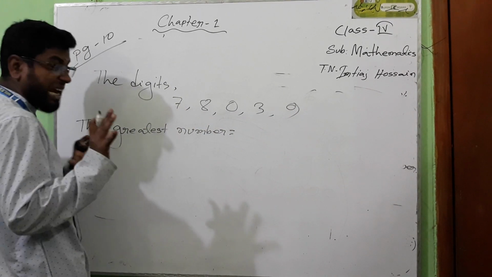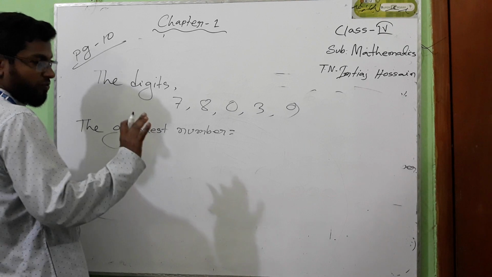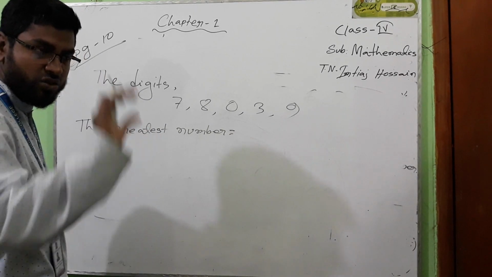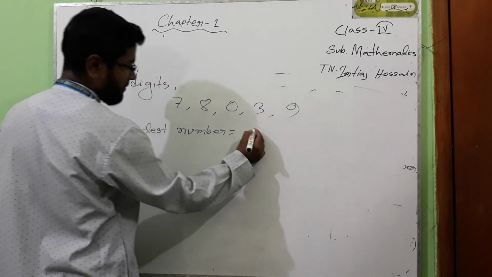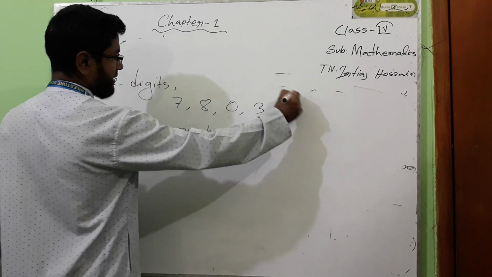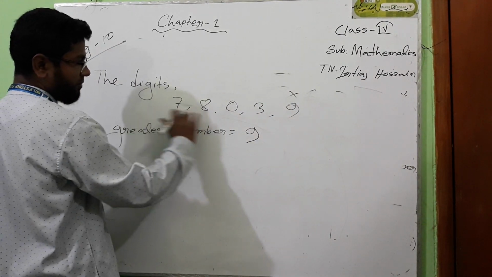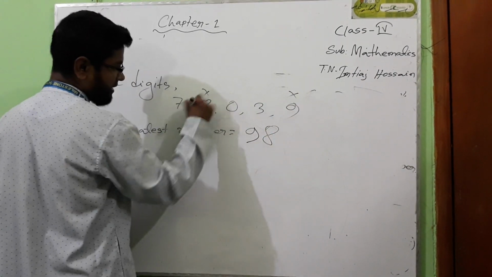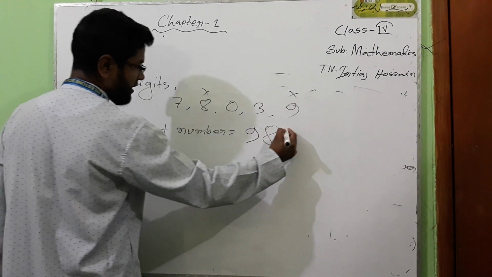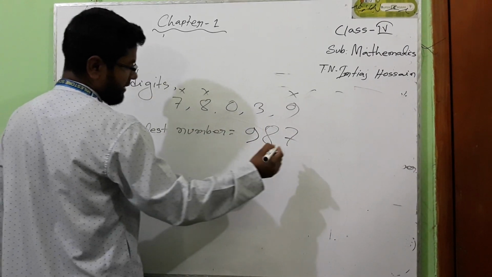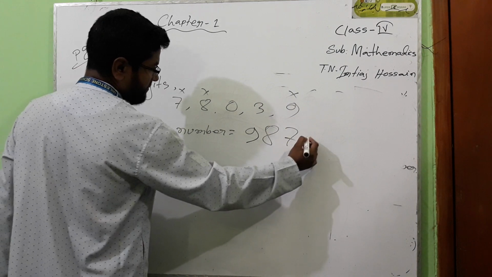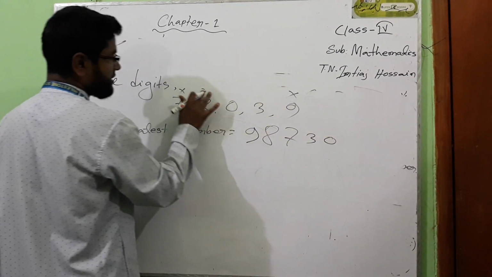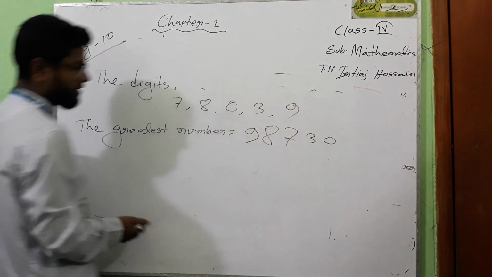9, 3, 0, 8, 7. So we will write the number from greatest to smallest. Among them, the greatest digit is 9. Write this 9. Then among them, which one is the greatest? 8. Write them. Among 3, which one is the greatest? 7. Then 3, 0. This is the greatest number.